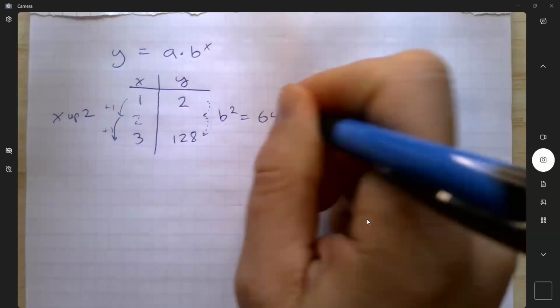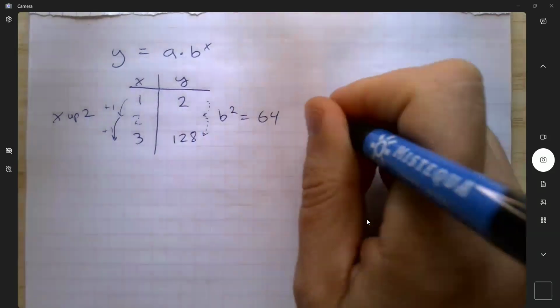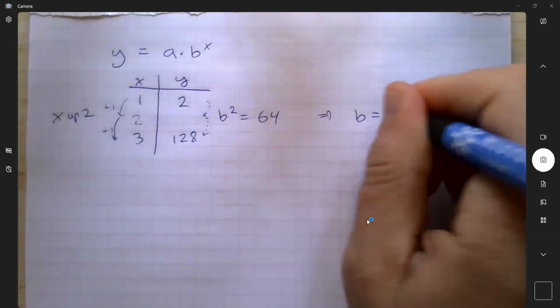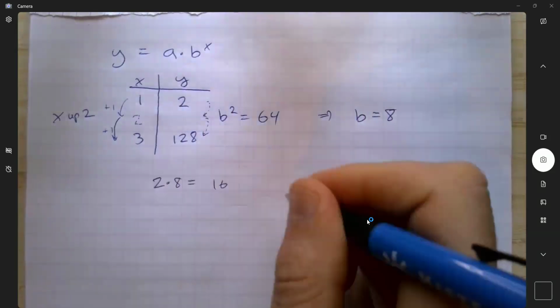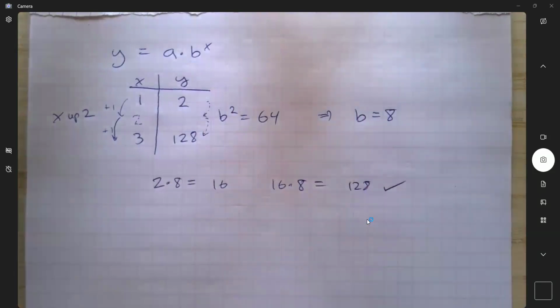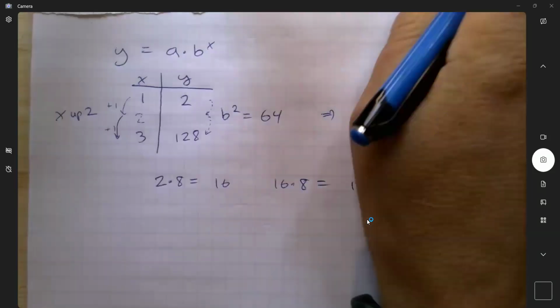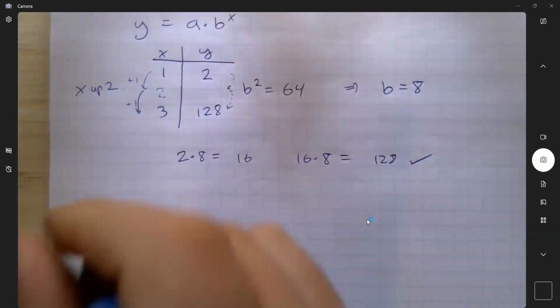B squared went up by a multiple of 64. That implies that b equals 8. And let's check. 2 times 8 is 16, 16 times 8 is 128. Yep, it worked. So now I have my exponential rate of change. I can fill in some of that information.